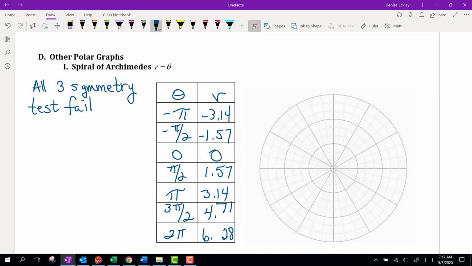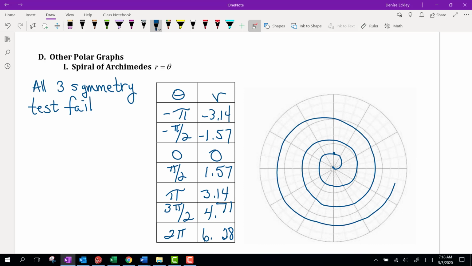Let me see if I can draw this. I'm just going to kind of freehand draw this. It's kind of hard. It looks like a spiral, like this. It'll just keep going, and I'll just stop there. And it's going in this direction. Now, if you were to make that negative theta, it would orient itself in the other direction. So that's the spiral of Archimedes.